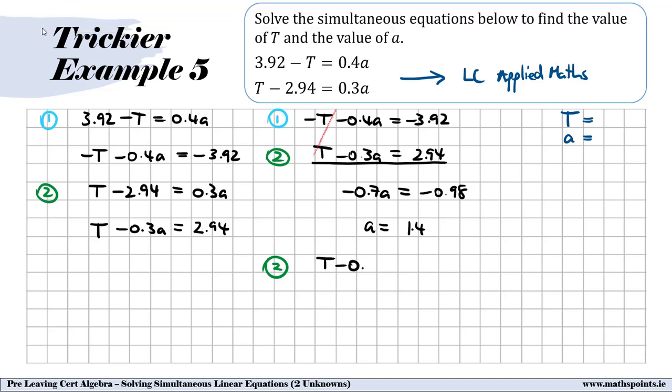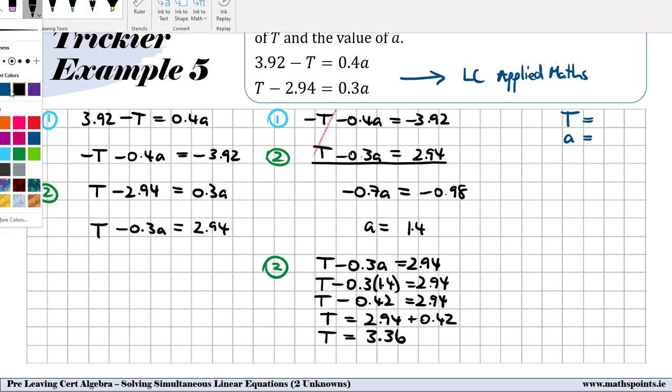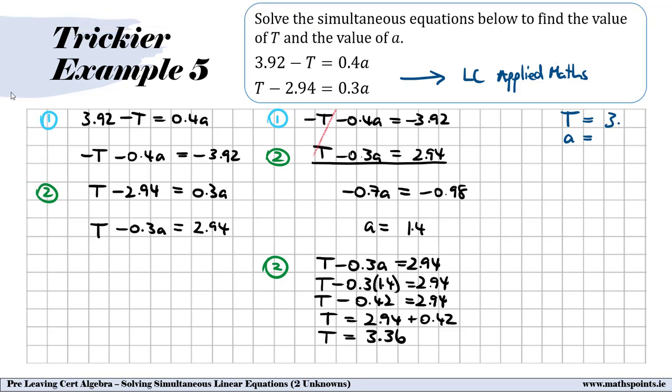And I have t minus 0.3a equals 2.94. I know that a is 1.4, so I have t minus 0.3 times 1.4 equals 2.94. I'm going to multiply minus 0.3 times 1.4, and I get minus 0.42. T is equal to, I'm going to add 0.42 to both sides, so I get 2.94 plus 0.42, which is 3.36. And so the solution to this Leaving Cert applied maths question is that t was equal to 3.36 and a was equal to 1.4.